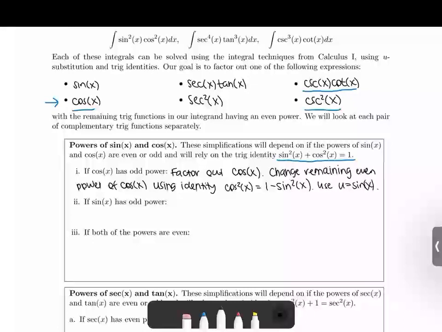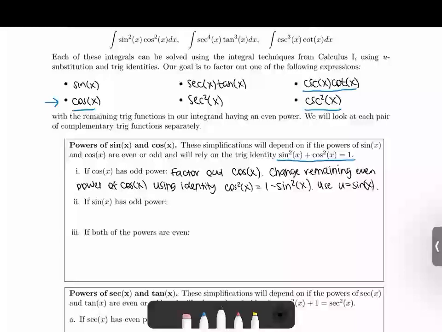And when we use that substitution u equals sine of x, we know that the du is going to have a cosine term, which we have factored out. So that's kind of the motivation here: we're going to take out one trig function and convert the rest of the integrand into another trig function that's going to be our u. So that's how we're going to approach things if cosine has an odd power.